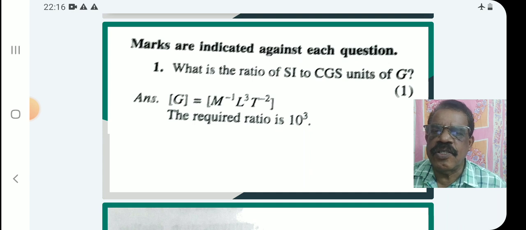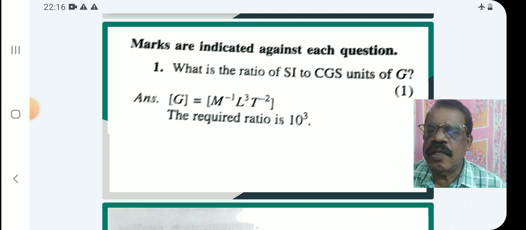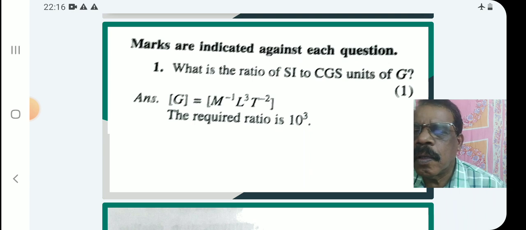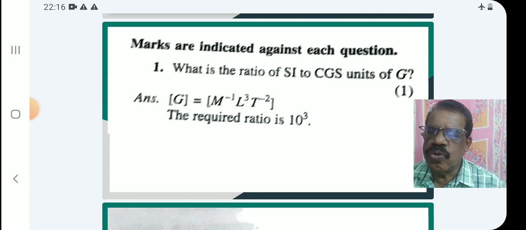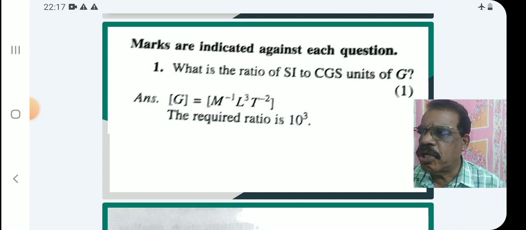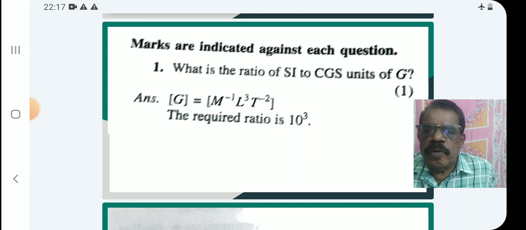Ratio of SI and CGS units. In the unit, there is M raised to minus 1, L raised to 3. L raised to 3 means if it is centimeter to meter, 100 into 100 into 100. If it is kilogram, that is 1000. So 1000 raised to minus 1, 1 by 1000 into 1 by 1000 into 100 into 100 into 100. That we get 10 cubed. So ratio of SI to CGS units of G is 10 cubed.